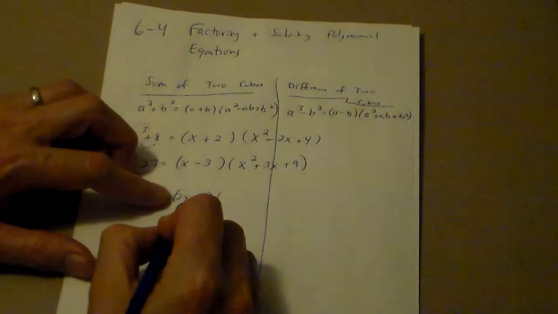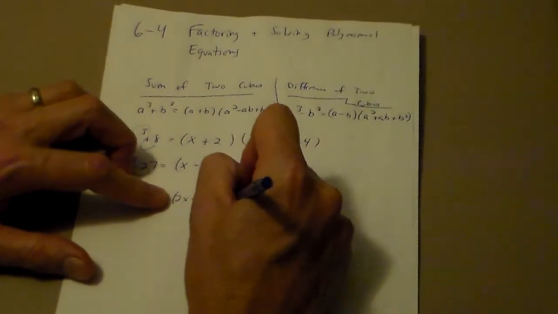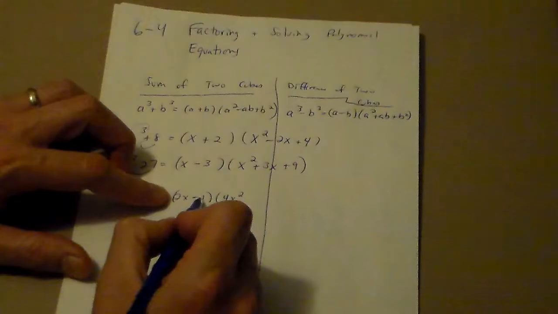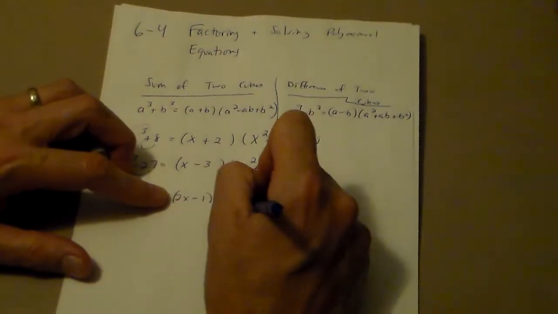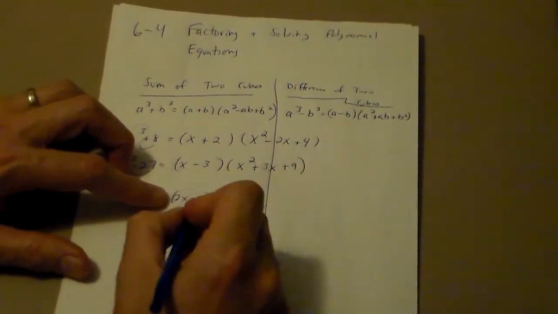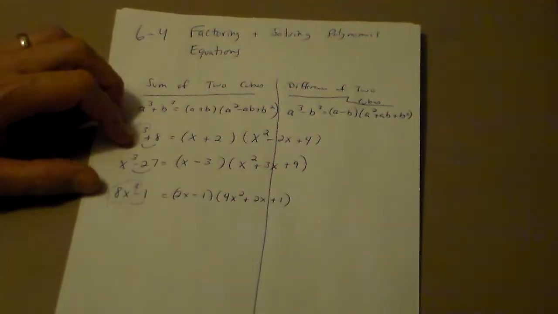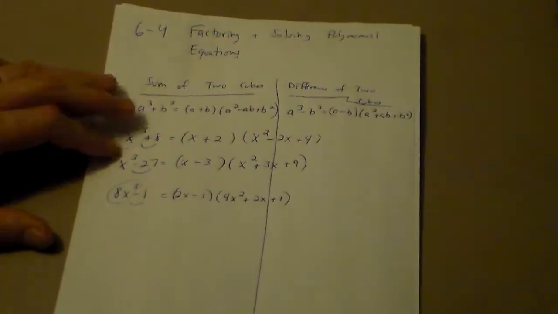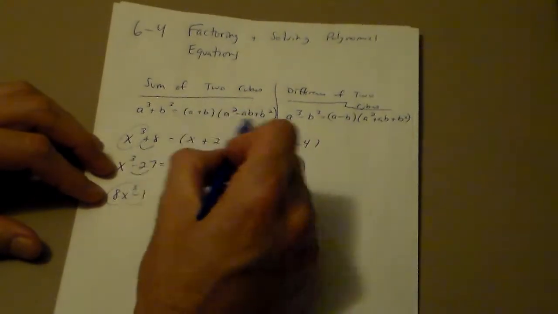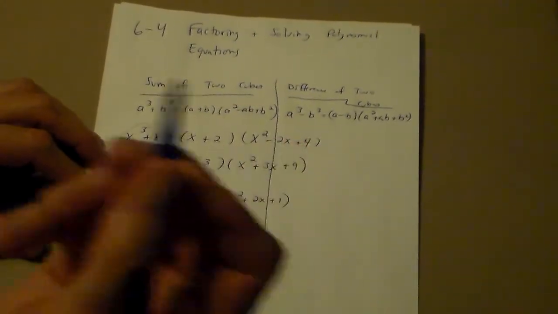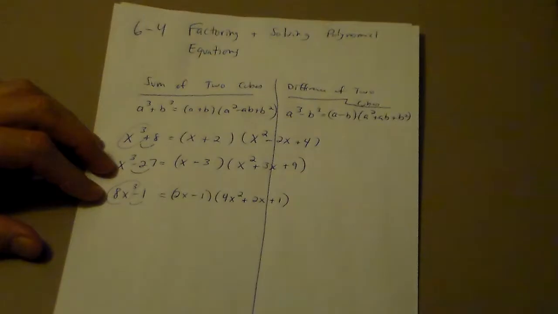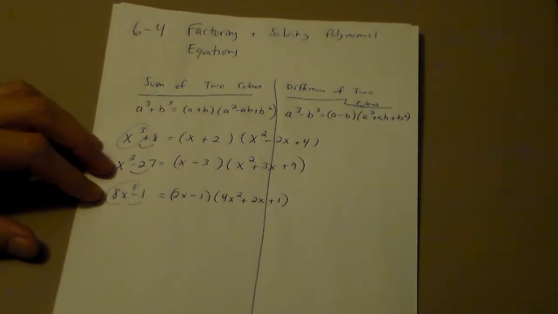Take the first term and square it: 2x times 2x. Then the opposite of this times this. Then that squared. There's your pattern. If you memorize this, you can do it the same way. I don't care how you do it, I just care that you get them correct.